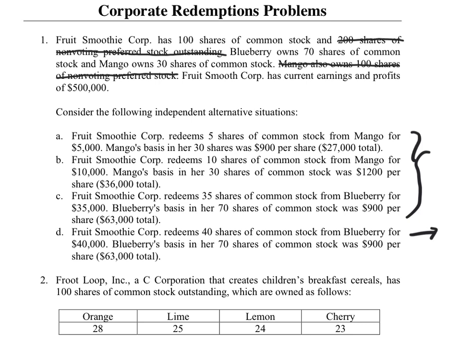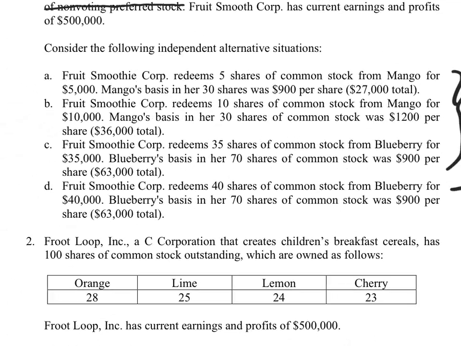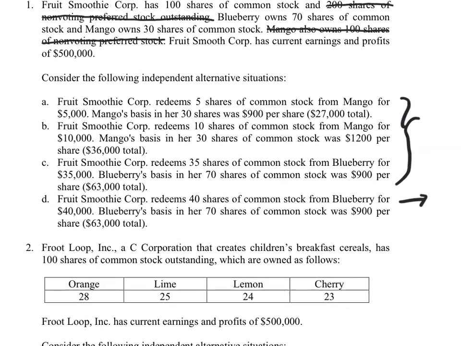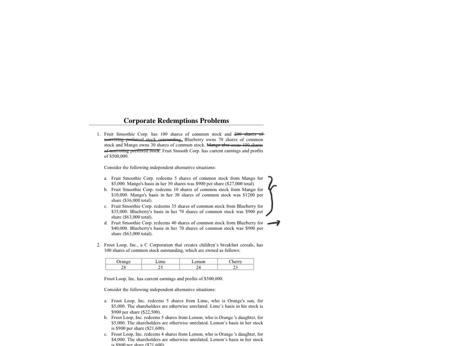Now, again, we went through A through C already, so we're going to go right to D. In D, we're told that Fruit Smoothie Corp. redeems 40 shares of common stock from Blueberry for $40,000. And we're told the basis that Blueberry has in her shares of stock. All right. So remember, the way we do this is we look at the before and after analysis. And then we apply our rules.